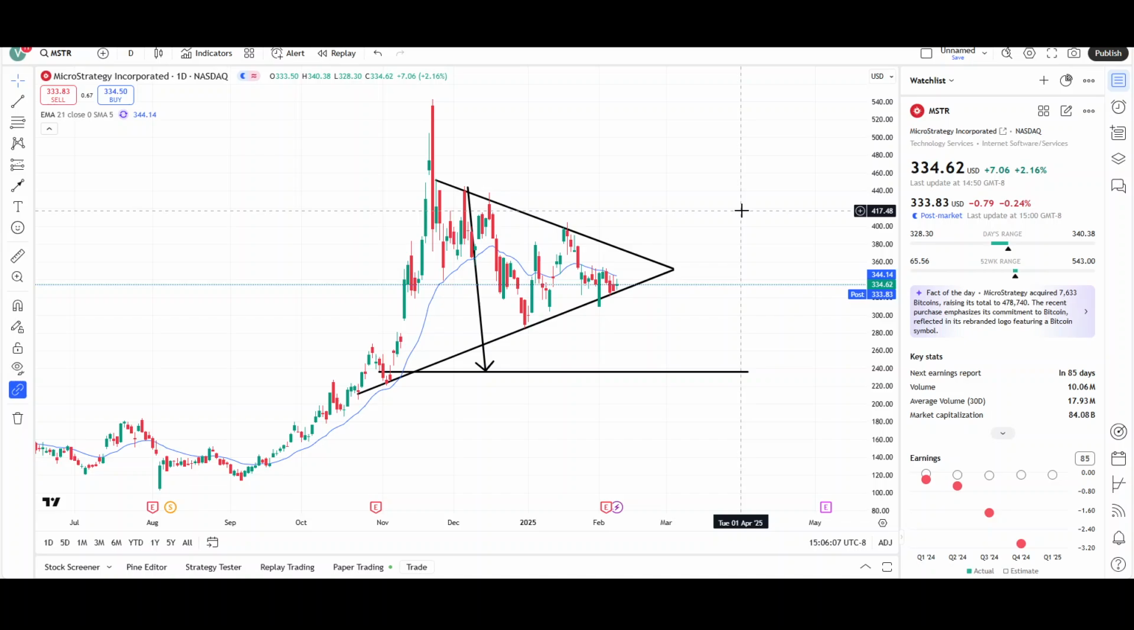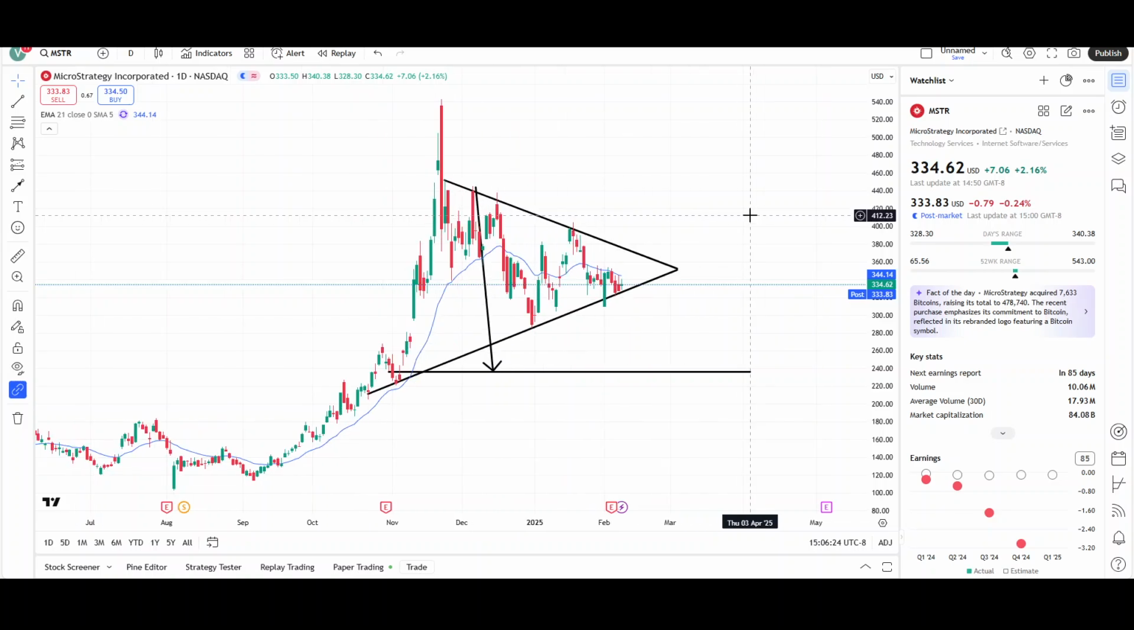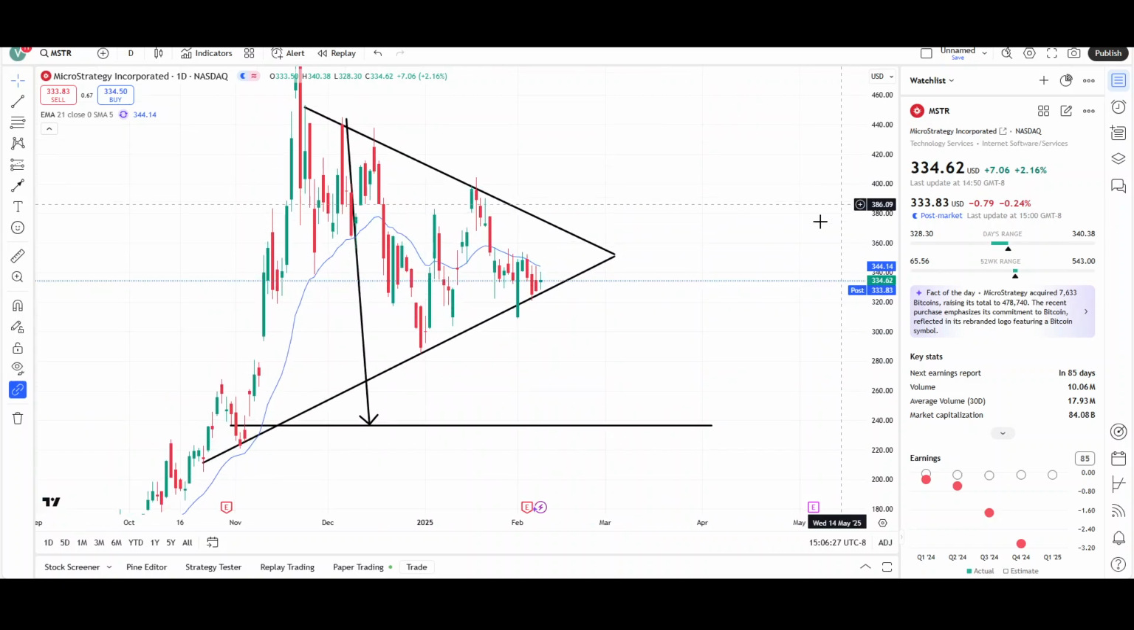Man, when should I start calling this company Strategy instead of MicroStrategy? Let me know in the comments down below. Probably soon because they changed their name. I like to say MicroStrategy because it's still the most common way to recognize the company. Everyone still recognizes MicroStrategy.